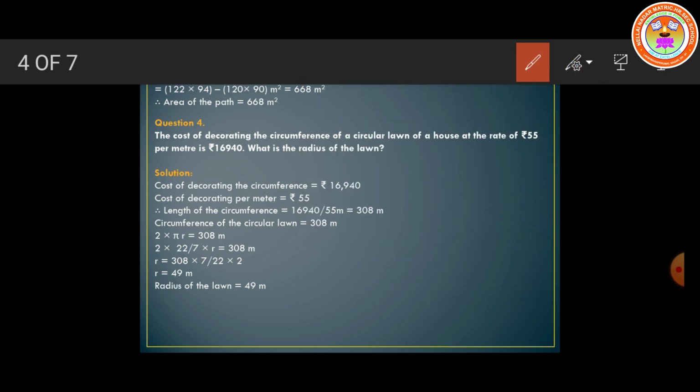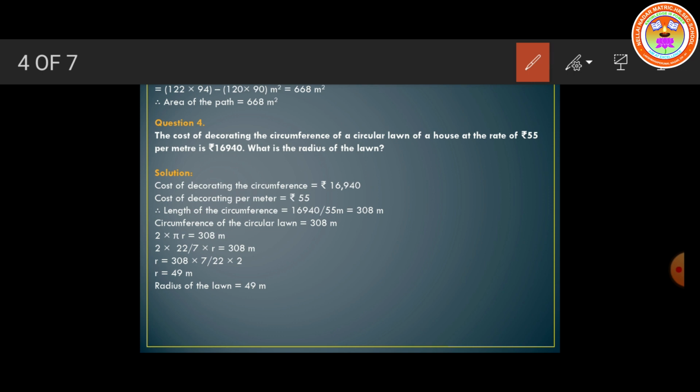Next, question number 4. The cost of decorating the circumference of a circular lawn at the rate of rupees 55 per meter is rupees 16,940. What is the radius of the lawn? We are going to use the same model as question number 2. In question number 2 you were asked the diameter of the race course; here it is the radius of the lawn.